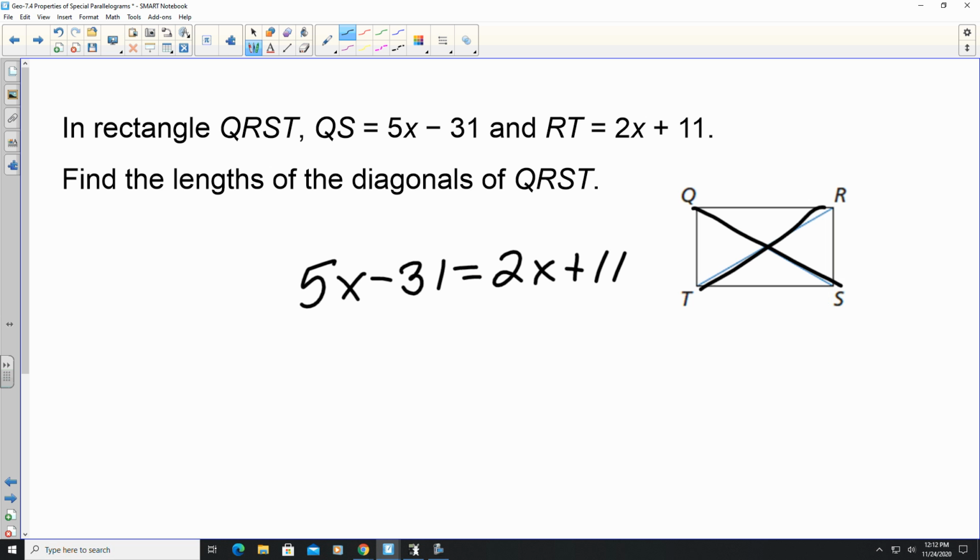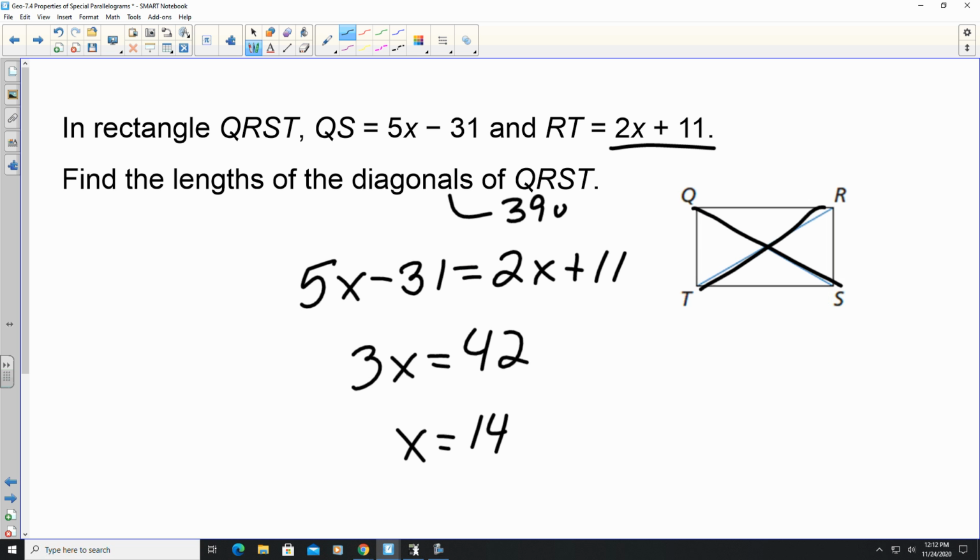Subtract 2x, so I get 3x. Add 31, I get 42. Divide both sides by 3, x is 14. All right, that doesn't tell us the measurement of the diagonals, so I have to choose one. So if I just choose, say, the RT, 2 times 14 is 28 plus 11 is 39. So my diagonals are 39 units.